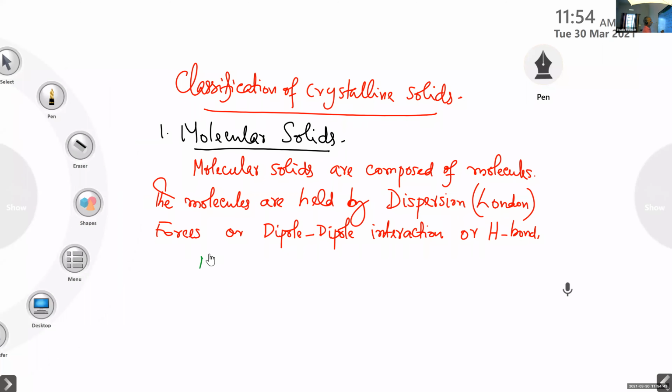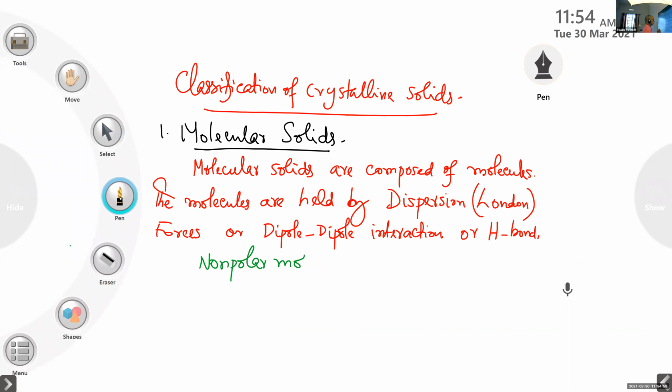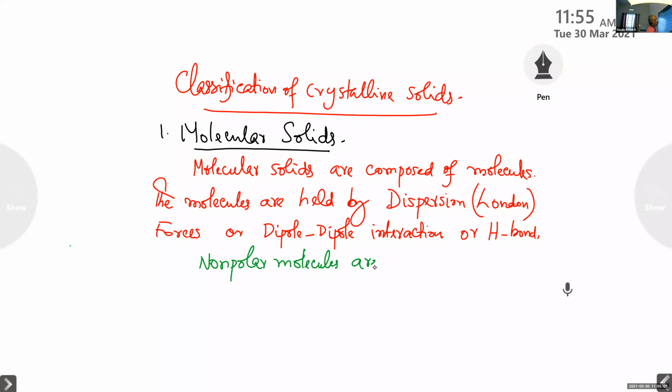Non-polar molecules are held by dispersion or London forces. Full stop.